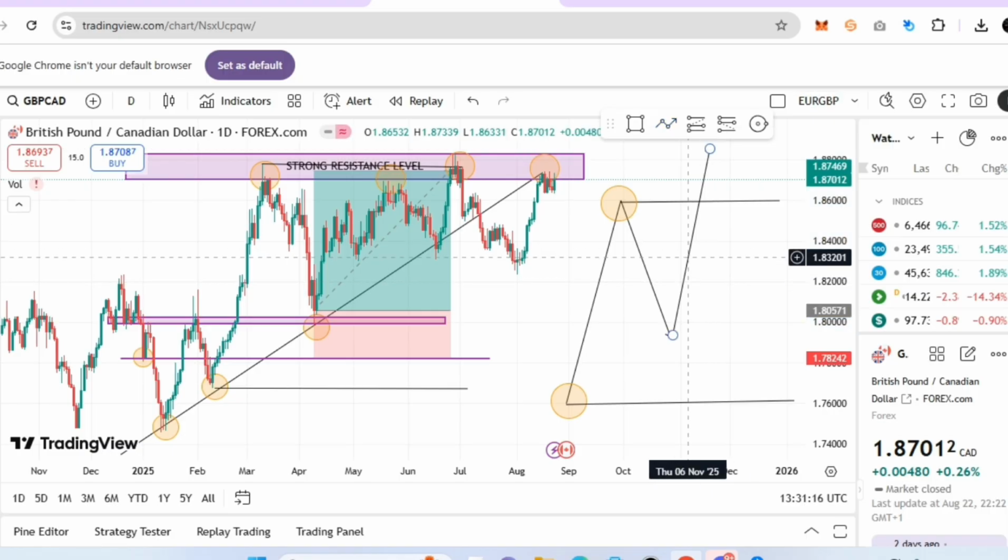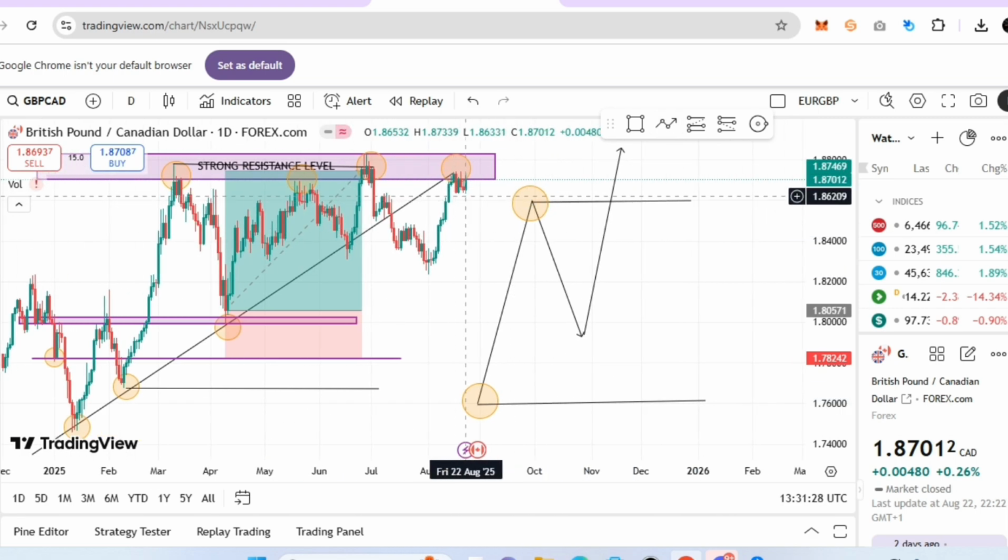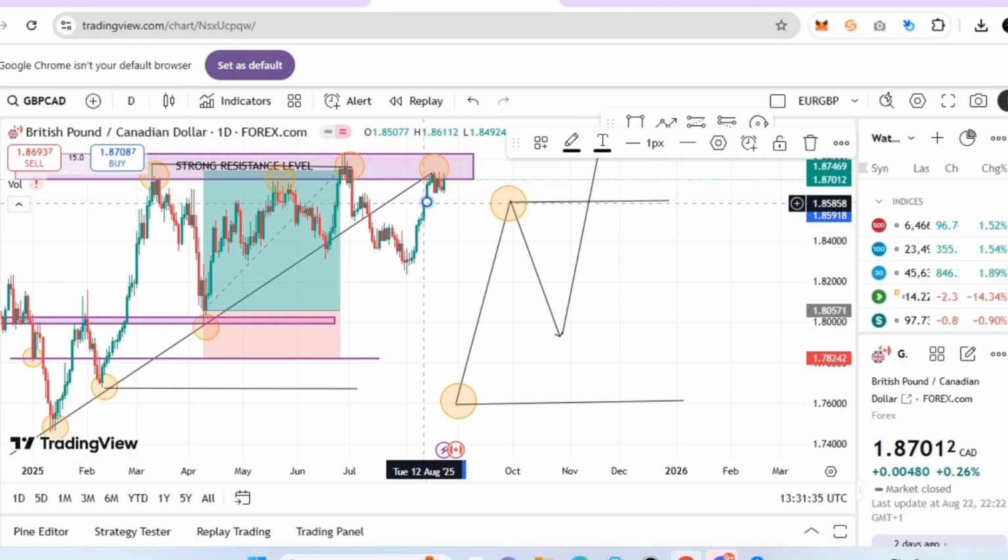Now I'm waiting for a small ranging market at the resistance level. There is a small ranging market over there. I'm waiting for it to break out, give me a small impulsive move, then retest the breakout before it continues moving downward.